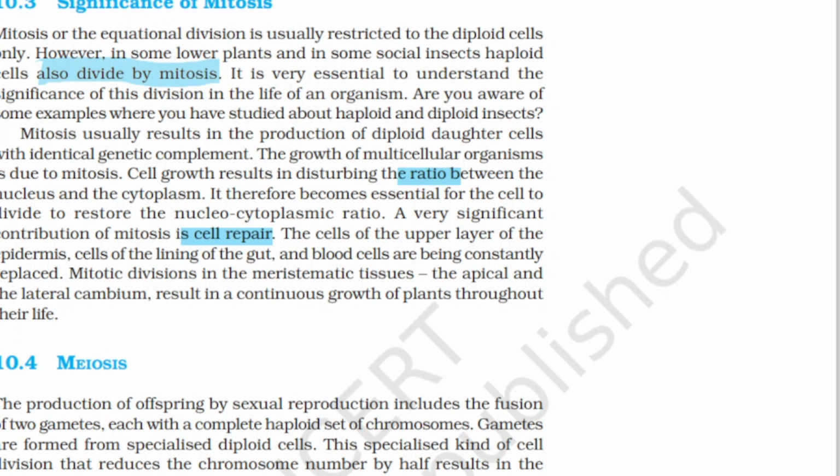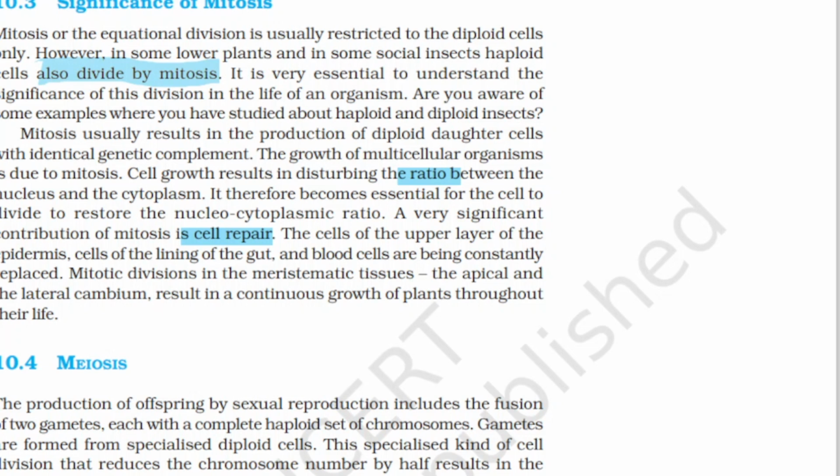Then the growth of multicellular organisms is due to mitosis, because as I told you, from one cell, 2 daughter cells, from 2 to 4, 4 to 8, 8 to 16, it continues. This process is continuous. So you can see the largest animal walking on the face of the earth; its growth is also attained due to mitosis. The cell growth results in disturbing the ratio between the nucleus and cytoplasm. This is the important thing, and it is essential for the survival of the cell. And one of the significant contributions of mitosis is cell repair.